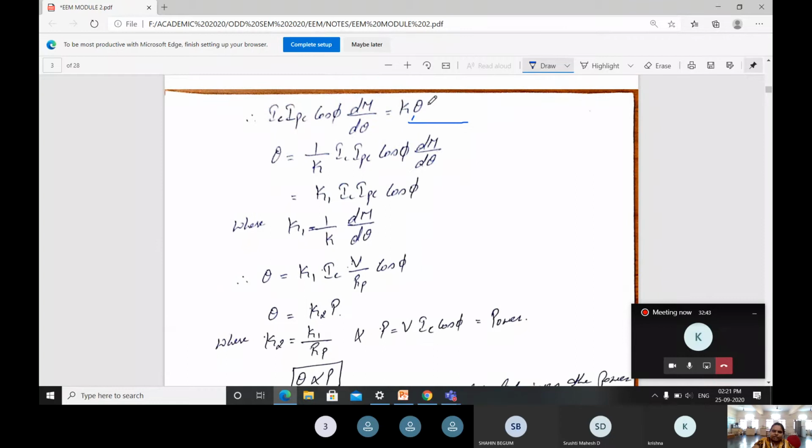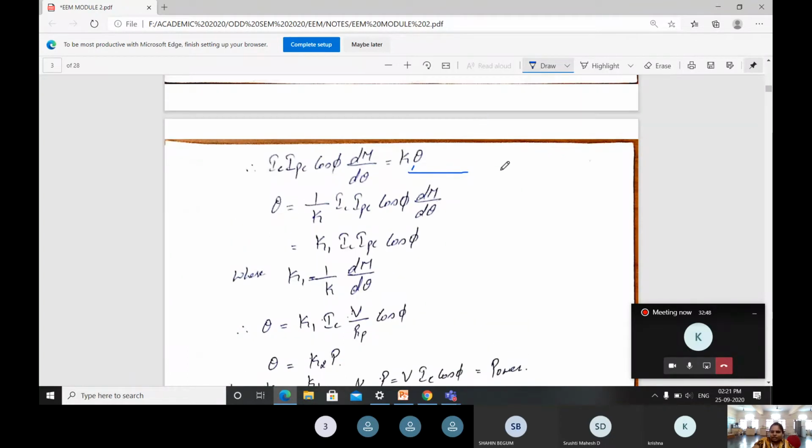Then we want to find the deflection, right? What is our agenda? We have to get the deflection directly proportional to the power that we are going to measure. For that reason, keep theta on one side and move all the terms to the other side. So I will get theta equals 1 by K, IC, IPC, cos phi, dM by d theta. Then this I can write as K1 IC IPC cos phi, where K1 is nothing but 1 by K dM by d theta.